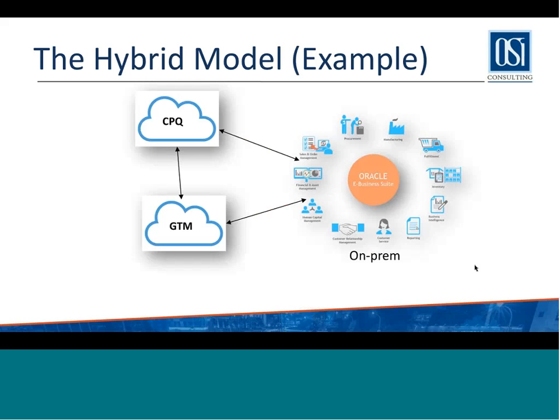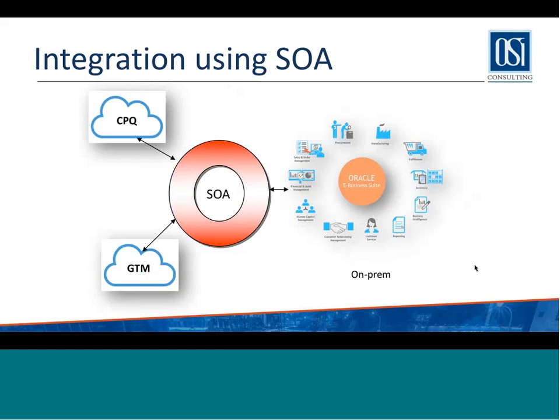So an example of this hybrid model we've done with one of our customers is where they are using on-prem EBS, and we have implemented GTM and CPQ in the cloud. The GTM and CPQ talk to each other. They are also integrated with the EBS environments, and all of this is happening as point-to-point integrations. So this same example could also be restructured through SOA. The example where we have done it, we did a point-to-point, but it could also happen through SOA, or if you decide to go with SOA in the cloud, then through what Oracle calls ICS, Integration Cloud Suite, and that is SOA in the cloud.